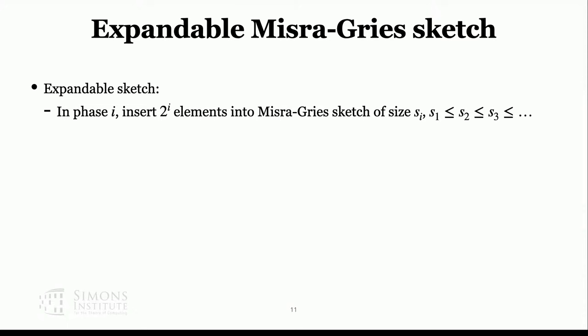All right. So how can you make this expandable? Well, I think the natural idea is just to allow the number of pairs to grow. The way I like to think about it is that we have phases. In the ith phase, we handle 2 to the i elements, and we have some space budget Si. And let's say that the space budget is growing over time, so we want to allow a larger and larger sketch. Then the argument from Misra-Gries generalizes: the error that you make in the ith phase is going to be the number of elements divided by Si. So the total error in your lower bounds is this sum of 2 to the i over Si.